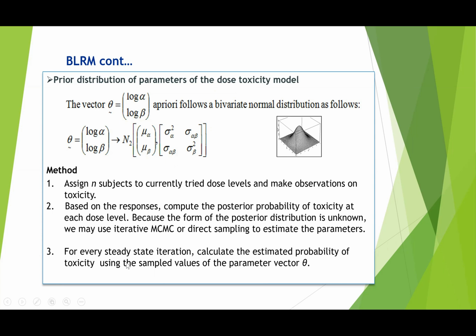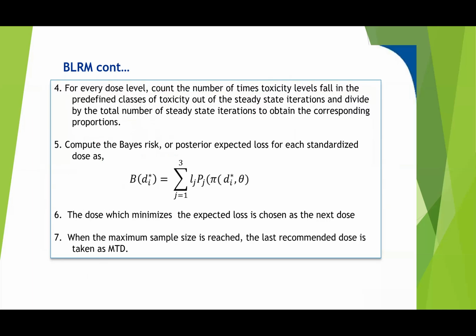Because the form of the posterior distribution is unknown here, we may use iterative MCMC or direct sampling to estimate the parameters. Now, for every steady state iteration, that's what we get through MCMC, a lot of values, and we calculate the estimated probability of toxicity using the sample values of parameter theta. Theta is a vector, and a series of theta values are going to be generated at each dose level, and using those values, we can predict the toxicity levels for each value of theta.